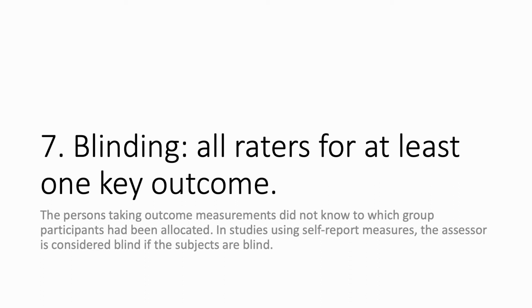Last in the blinding category is blinding of the raters or the assessors. Were they blinded for at least one key outcome? Did they know to which group the participants had been allocated? And recall that when studies use self-report measures, which in this case some of them were self-report measures, the assessor is only considered to be blinded if the participants are considered to be blinded.